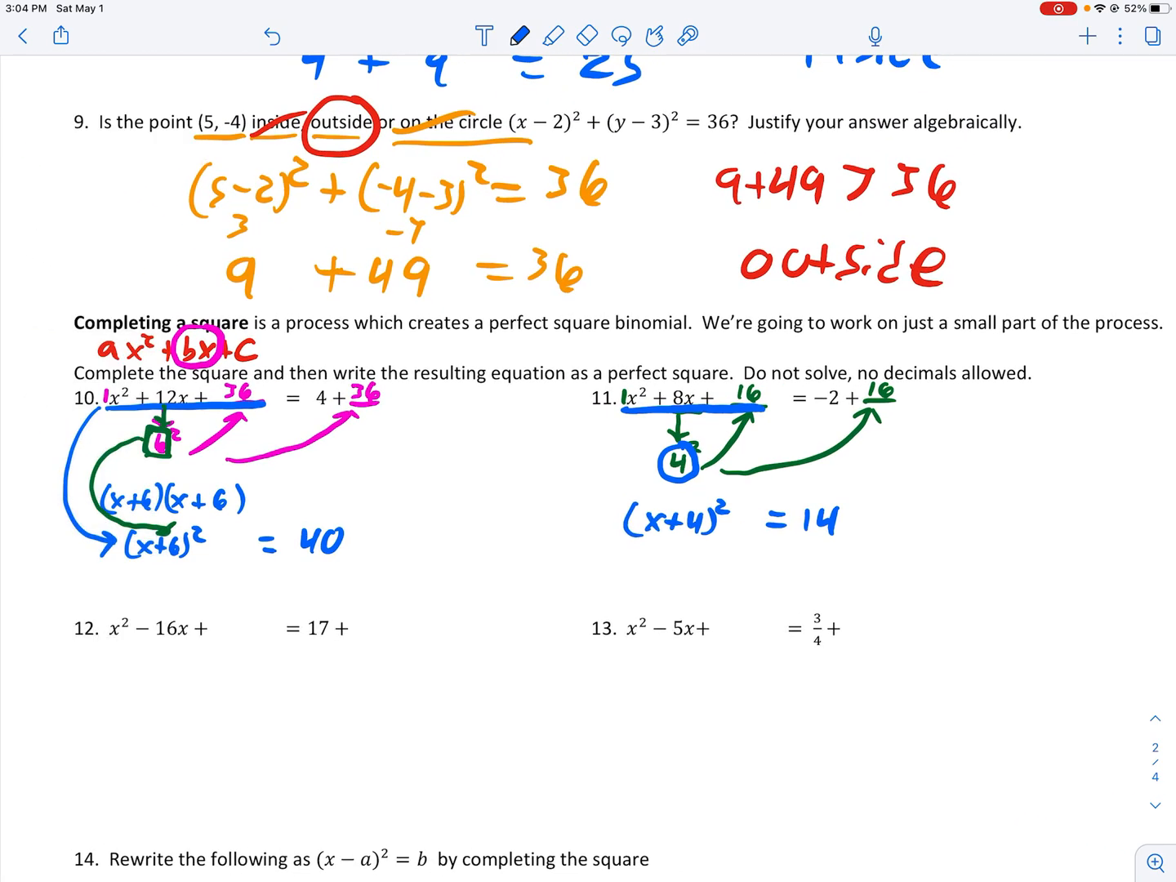And again, this is just an introduction because tomorrow, or when we work on these notes next on 7.2, we're going to use this to help us graph circles.